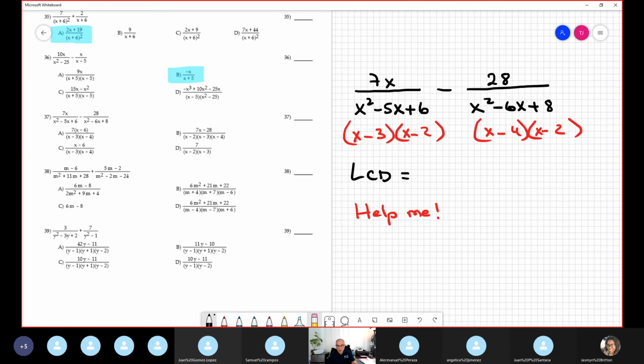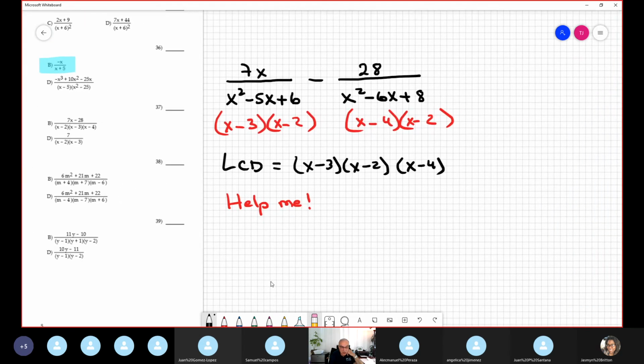The LCD is obviously x minus 3, x minus 2 one time, and x minus 4. You take every factor, and when there is repetition, you take the majority, but in this case, there is no majority. The only one that gets repeated is x minus 2, but you take it one time. And this allows me to condense this fraction into only one using the LCD.